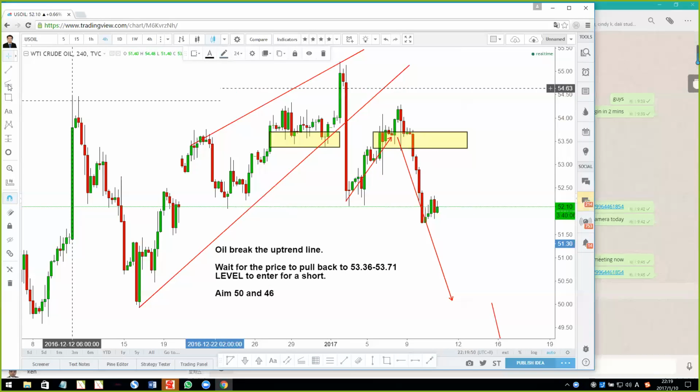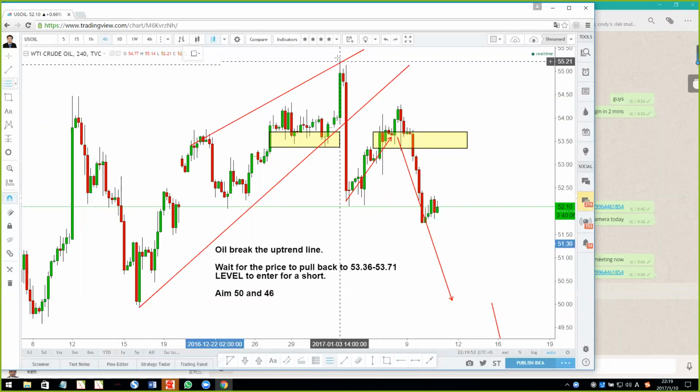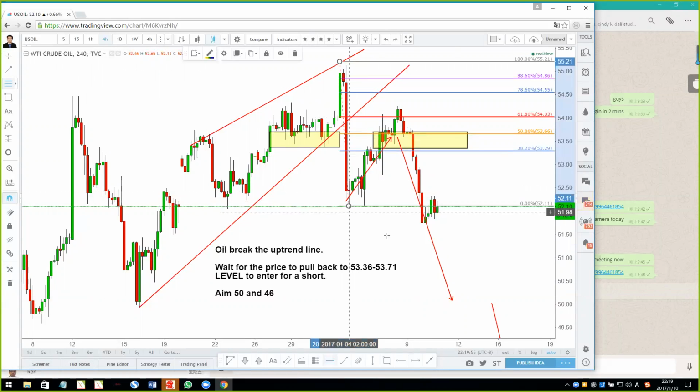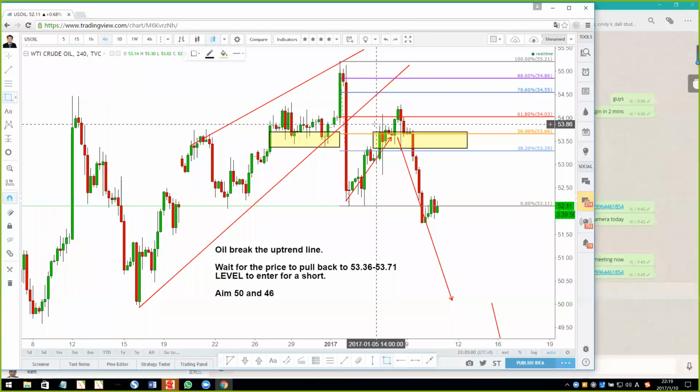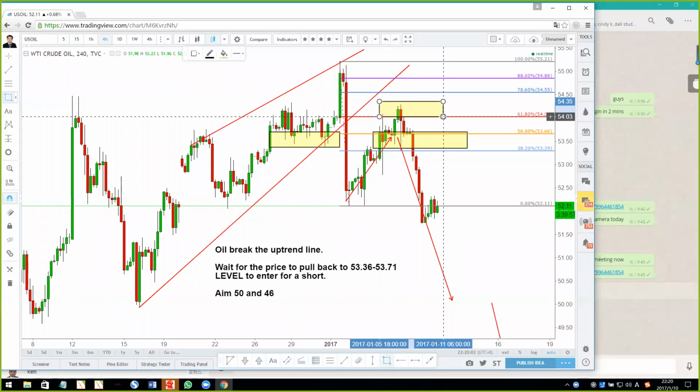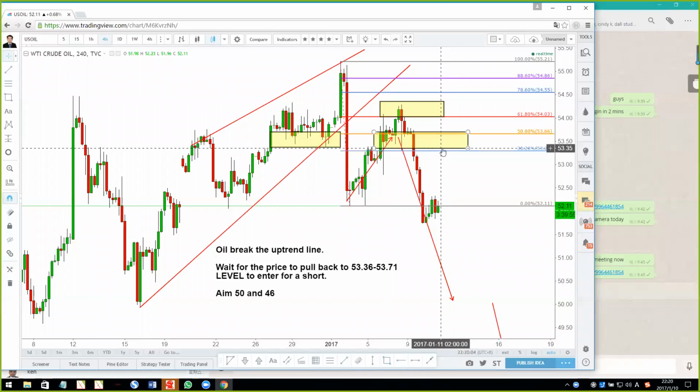All right, and I see some of the students make use of the 618. Right, who shorted the 618 at 54.03? Raise your hand. Who shorted the 618? Oh, Boris did. All right, nice job.